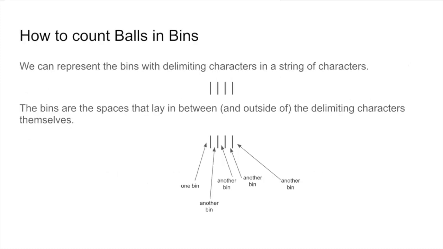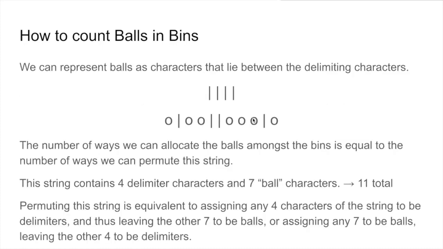We can represent the bins with delimiting characters in a string of characters, as we have here. And the bins are the spaces that lay in between or outside of the delimiting characters. And that is where the balls can go. The number of ways we can allocate the balls amongst the bins is thus equal to the number of ways we can permute this string. This particular string contains 4 delimiter characters and 7 ball characters, meaning that there are 11 characters total.